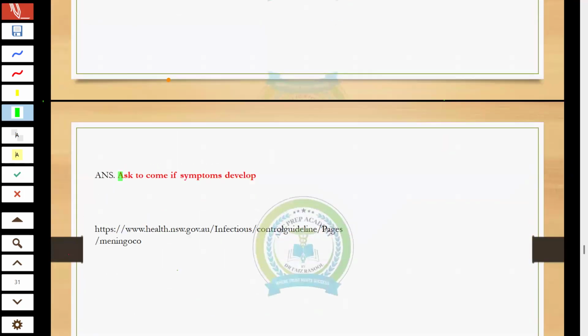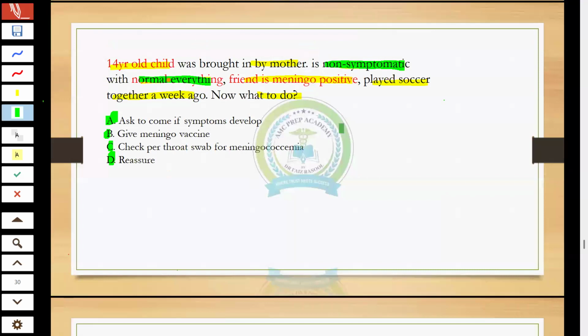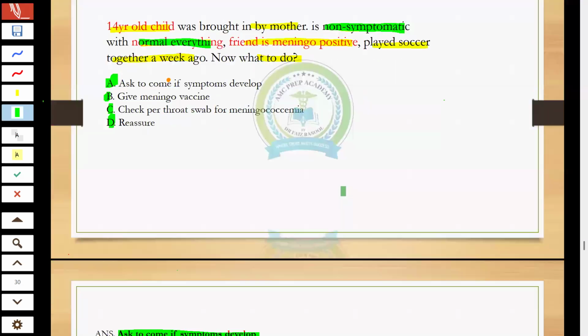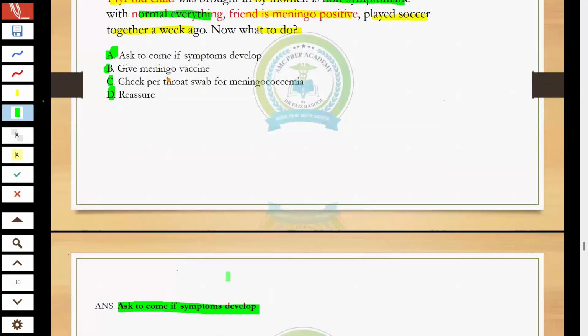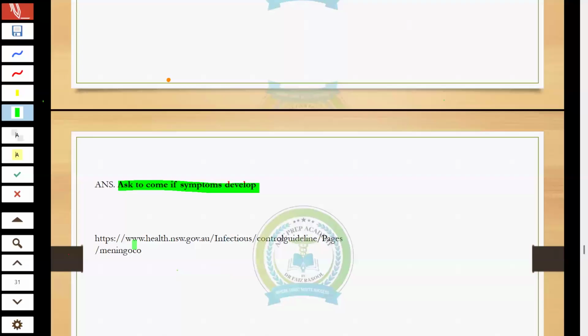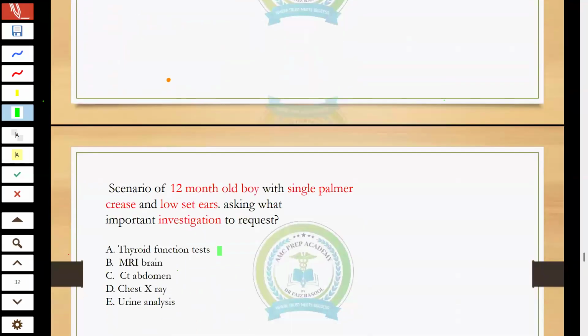So the answer is ask to come back if symptoms develop, because the patient is asymptomatic, normal everything, just a friend is positive. So you have to counsel the patient and say if symptoms develop, then come back to the hospital. So these are the references you can go through. Okay. Move to next.